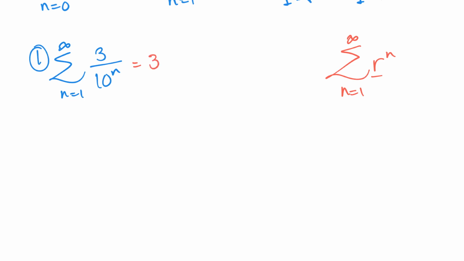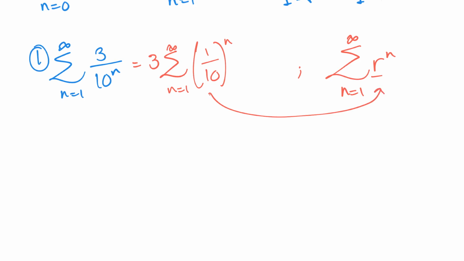Take the 3 out, and rewrite it like this. Remember, 1 is the same as 1 to the power of n. So now that I have this, I can compare right away and realize, oh, r is 0.1. Well, that's it. 0.1 is less than 1. So right away I can tell the series is convergent. And it converges.